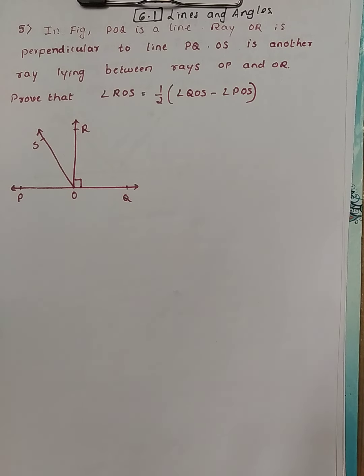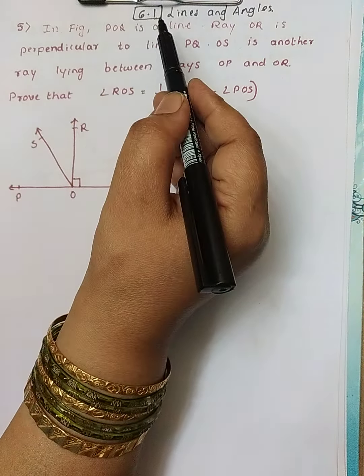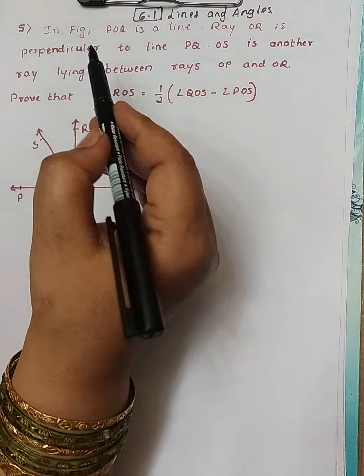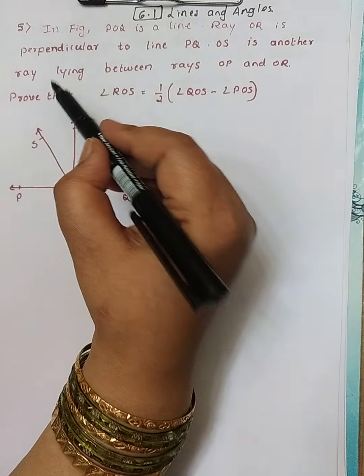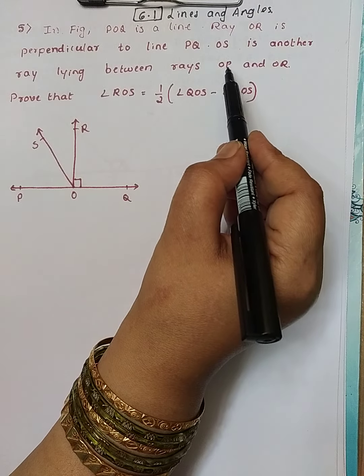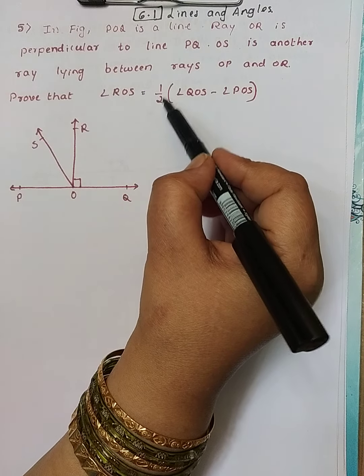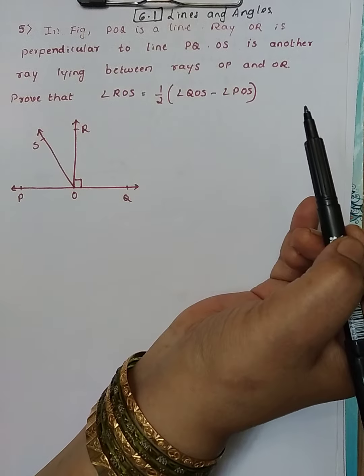In the 9th standard, the chapter we continue is Lines and Angles. In exercise 6.1, the fifth problem: in the figure, POQ is a line, ray OR is perpendicular to line PQ. OS is another ray lying between rays OP and OR. Prove that angle ROS equals half of (angle QOS minus angle POS).